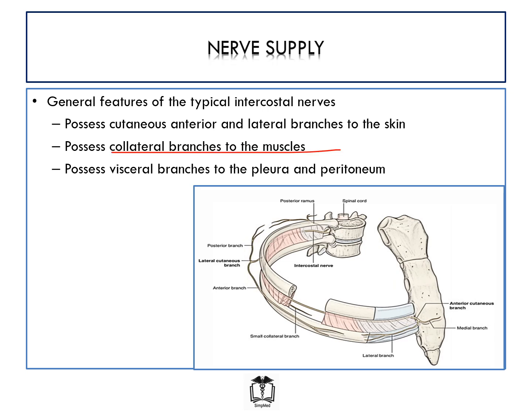So muscles around the nerve are supplied by the nerve and usually tend to be supplied by what we call collateral branches. And then finally, a typical intercostal nerve possesses what we call visceral branches, and the visceral branches tend to supply pleural and peritoneal membranes surrounding that particular area. So pleural membrane, the chest, peritoneal membrane is usually lower down, very close to the abdomen.